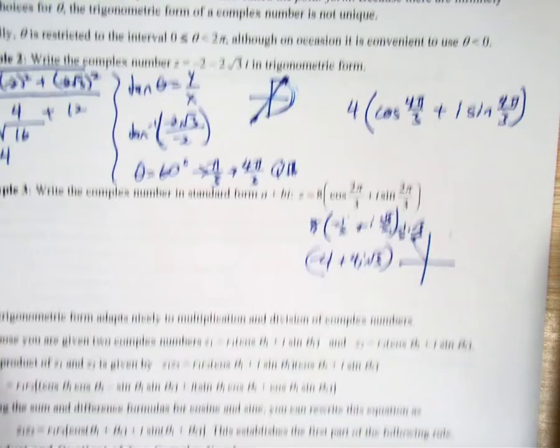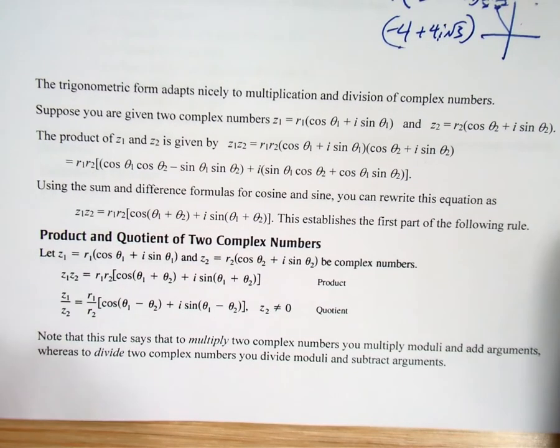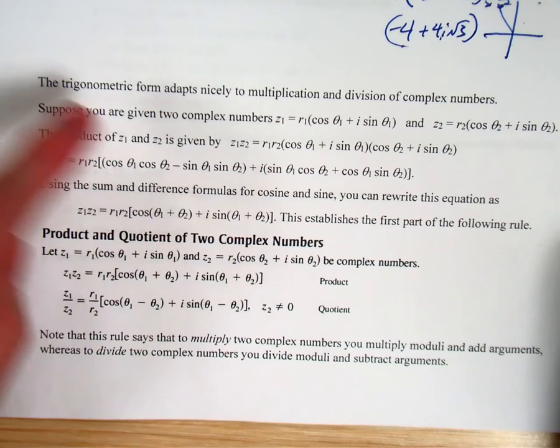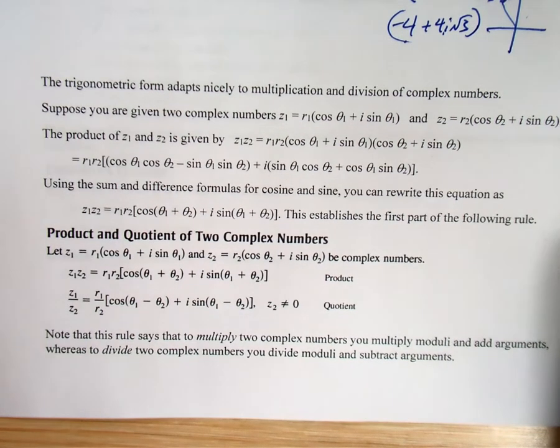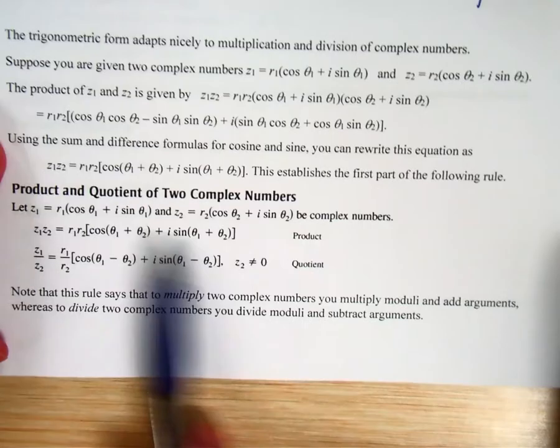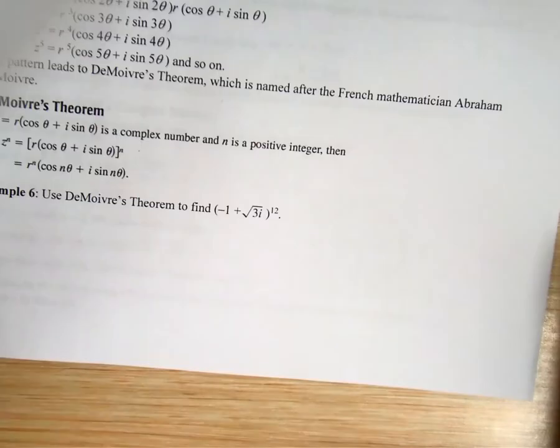Okay. This works out well for multiplying and dividing. There's a lot of mumbo-jumbo going on right here. You can read through it if you want. It's a lot easier than that. Okay, when you multiply them, you multiply the R numbers and you add the thetas. And when you divide them, you divide the R numbers and subtract the thetas. Pretty easy stuff. It might not be quite as easy in plain old English as that.